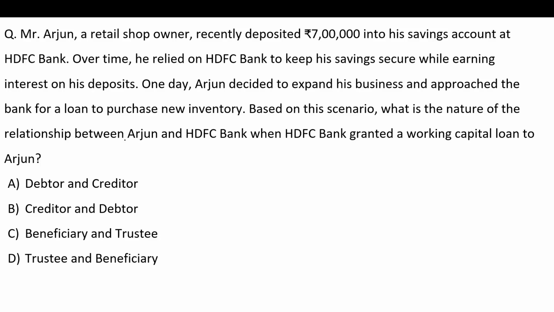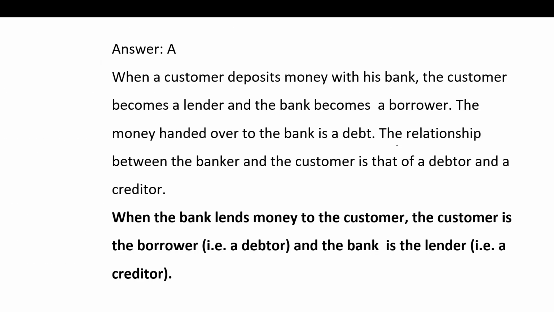So, in this case, Arjun is the debtor and bank is the creditor. So, A is the correct answer for this question. Why? Because bank granted a working capital loan. The bank becomes creditor and Arjun becomes the debtor. So, A is your correct answer for this question.